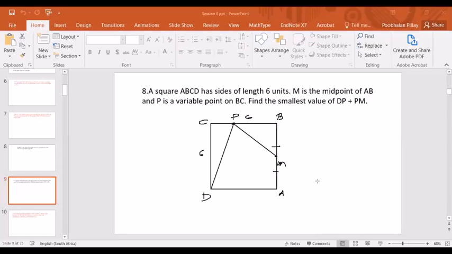All right, now this is a really hairy question, because how the heck are you going to find the smallest possible value for DP plus PM? What this means is that no matter what P is, you calculate DP and PM, get an answer, move P, DP and PM, get another answer, move P again, DP plus PM, get another answer. You can go up to B. So the question is, what is the smallest possible value of DP plus PM?